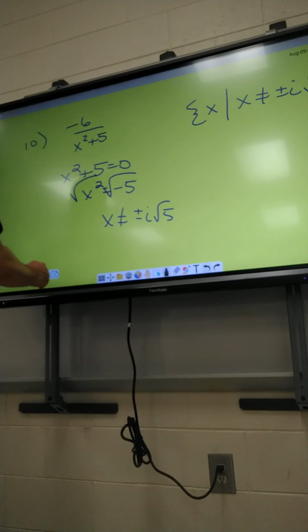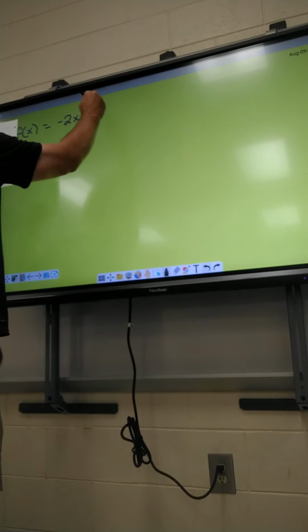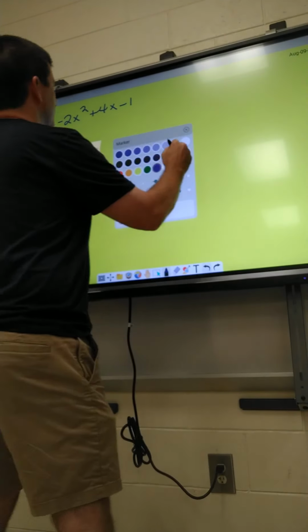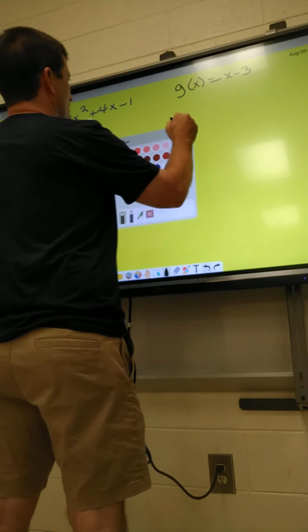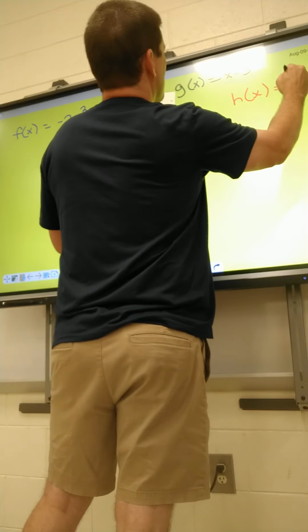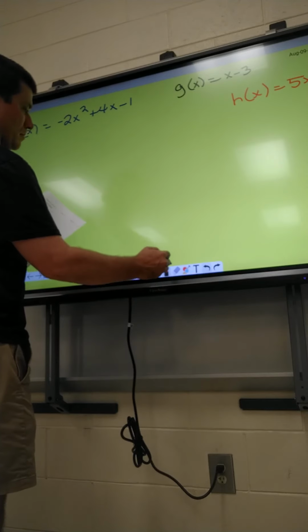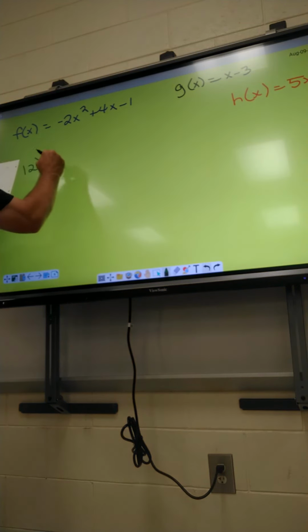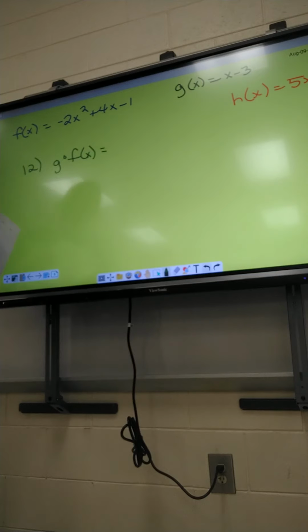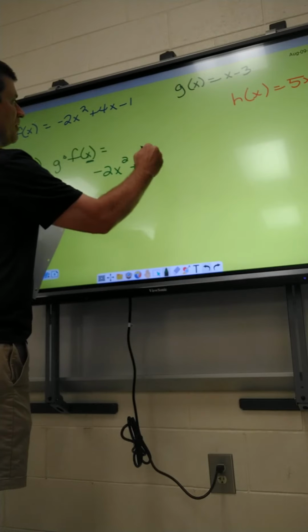All right, on the back, we'll do a couple. 12 says g of f of x. So when it doesn't give you a number, you got to plug x in, is how I like to start off saying it. X is already there, so we just bring that down and put parentheses around it.